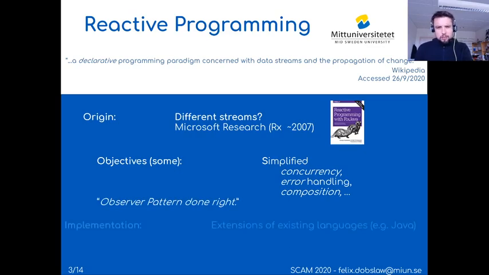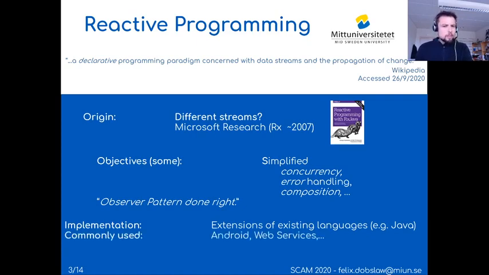Some may consider it the observer pattern done right. Usually it comes as an extension to existing languages such as Java and C#. And it's very commonly used for mobile development, for instance, in Android, also for web service development, distributed systems. And in this study, we're specifically looking at Java and the implementations based on ReactiveX, which is RxJava and Project Reactor.